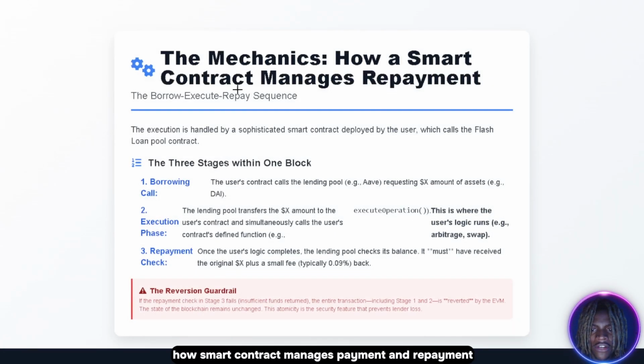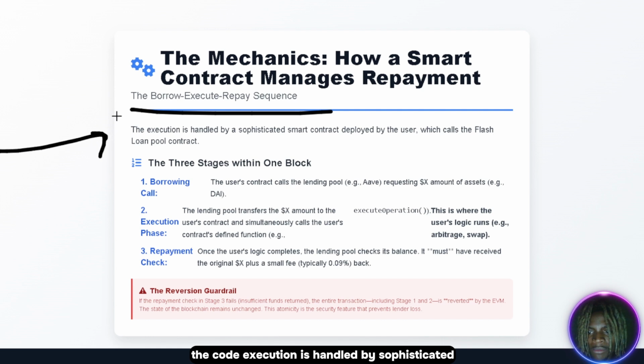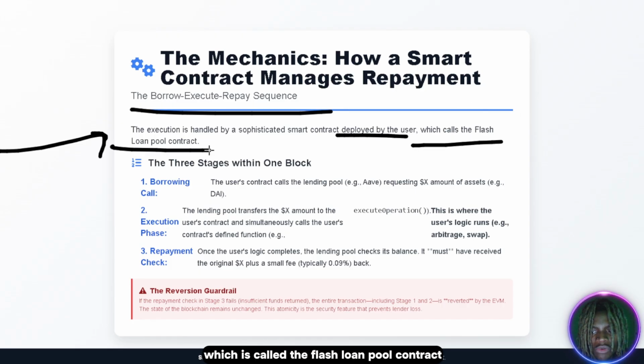And the mechanics, how a smart contract manages payment and repayment. So the borrow, execute, repay sequence. The code execution is handled by a sophisticated smart contract deployed by the user. So this is going to be the back end of how certain cryptocurrency structures are run. This is the code and calculations behind everything, which is called the flash loan pool contract.